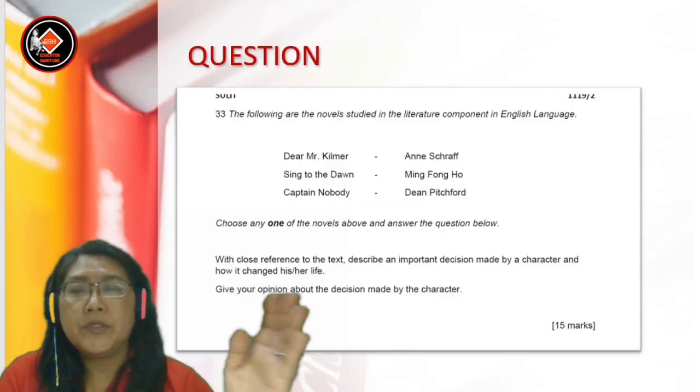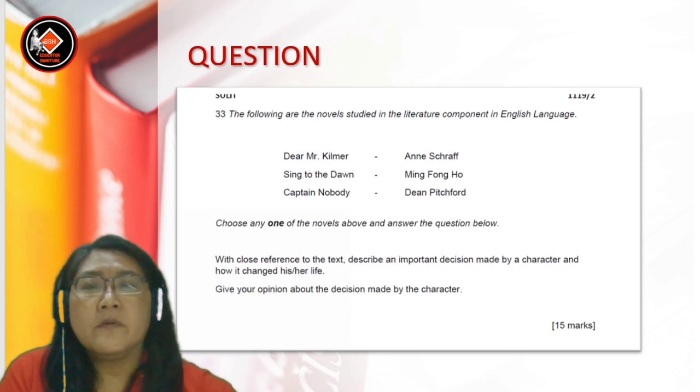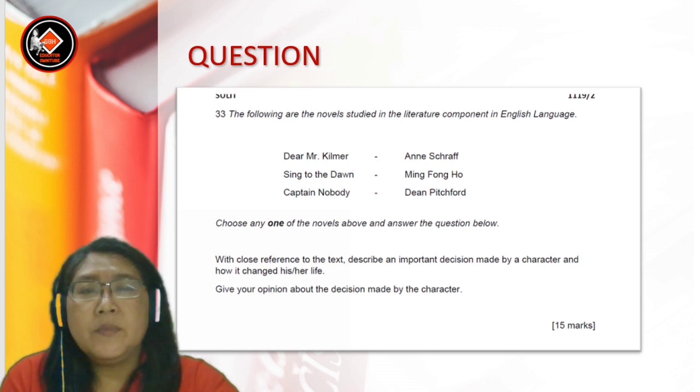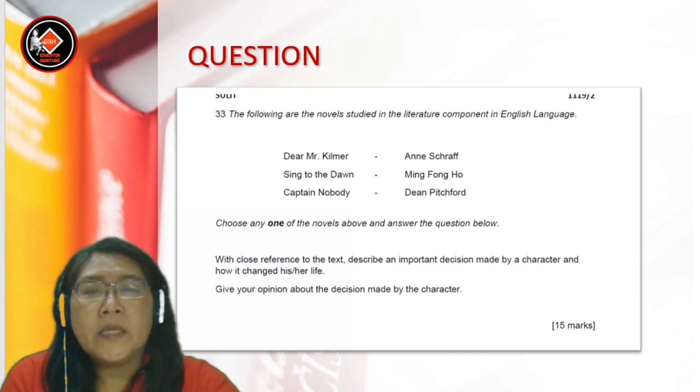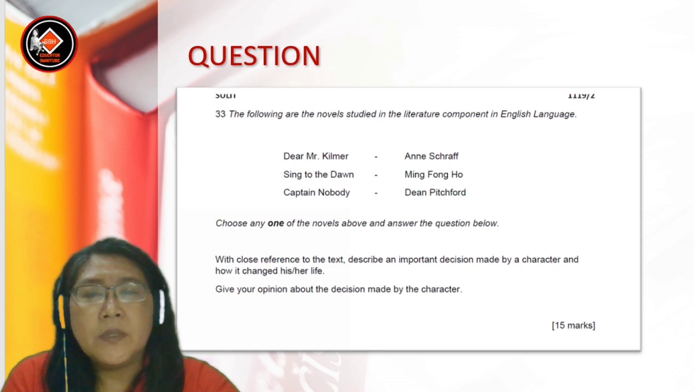Let's look at the question. The question is number 33. The following are the novels studied in the literature component in English language: Dear Mr. Kilmer by Ashraf, Sing to the Dawn by Ming Fong Ho, and Captain Nobody by Dean Pitchford. Choose any one of the novels above and answer the questions below. With close reference to the text, describe an important decision made by a character and how it changed his or her life. Give your opinion about the decision made by the character.